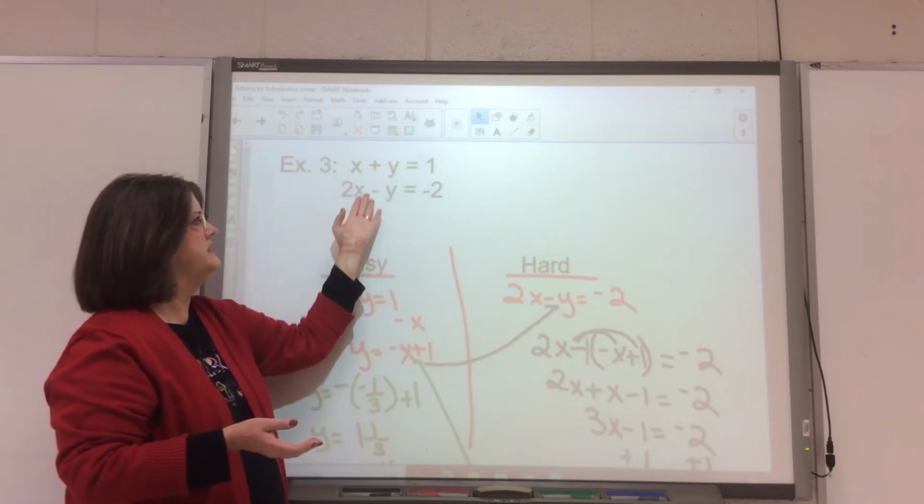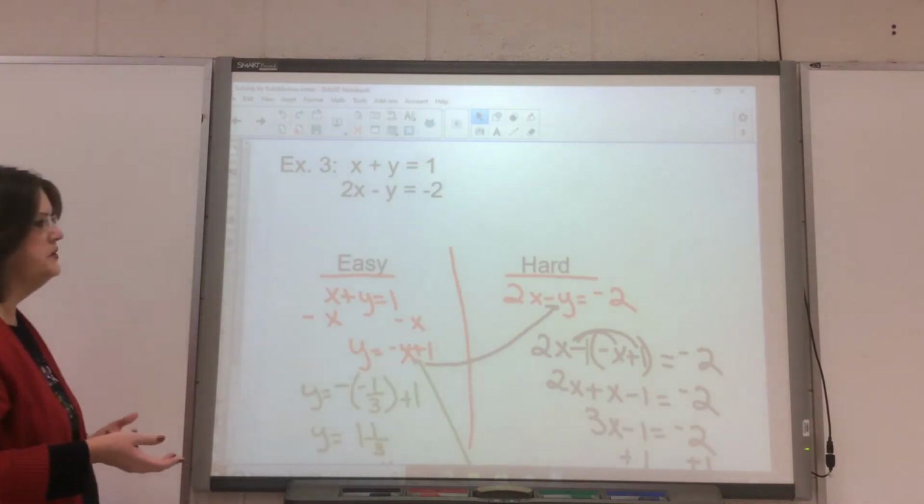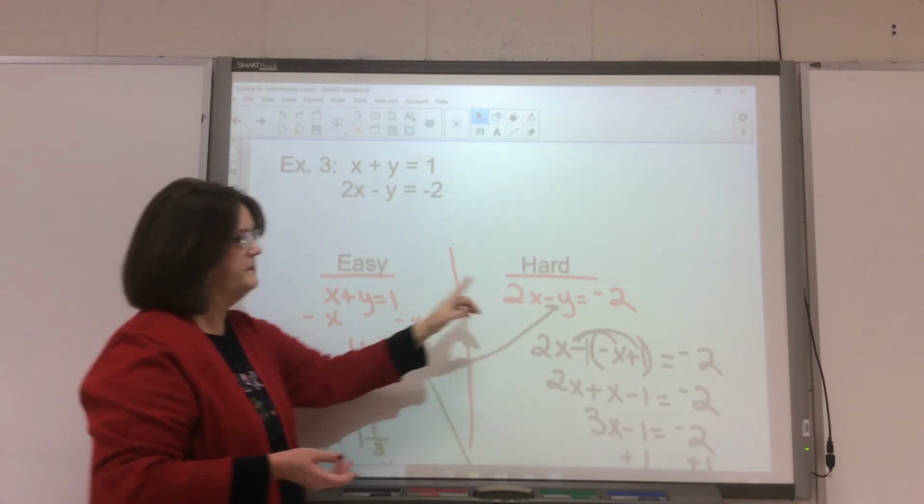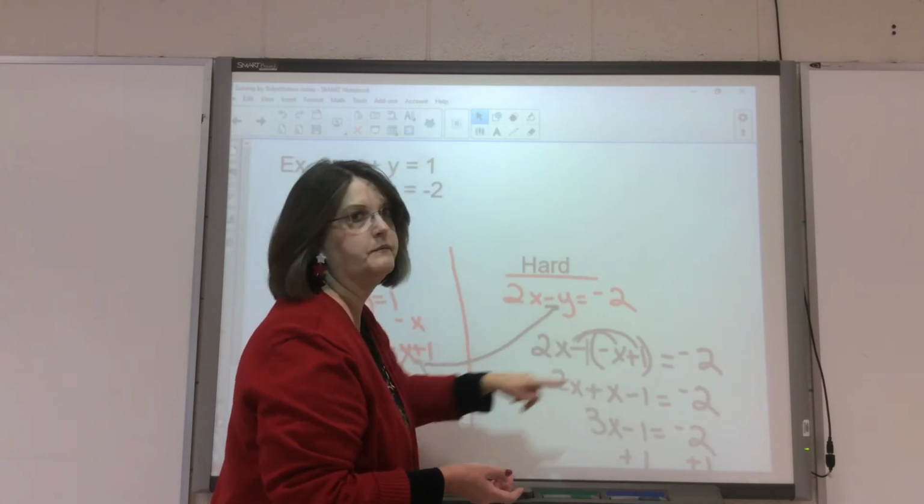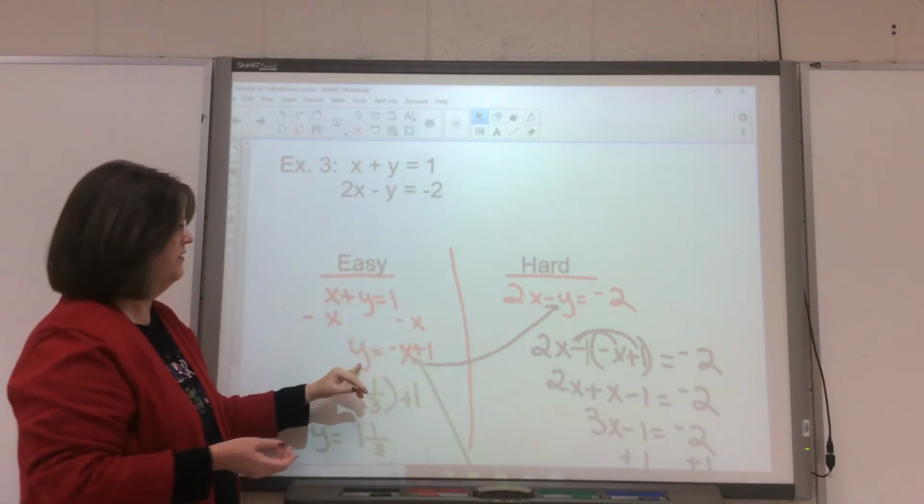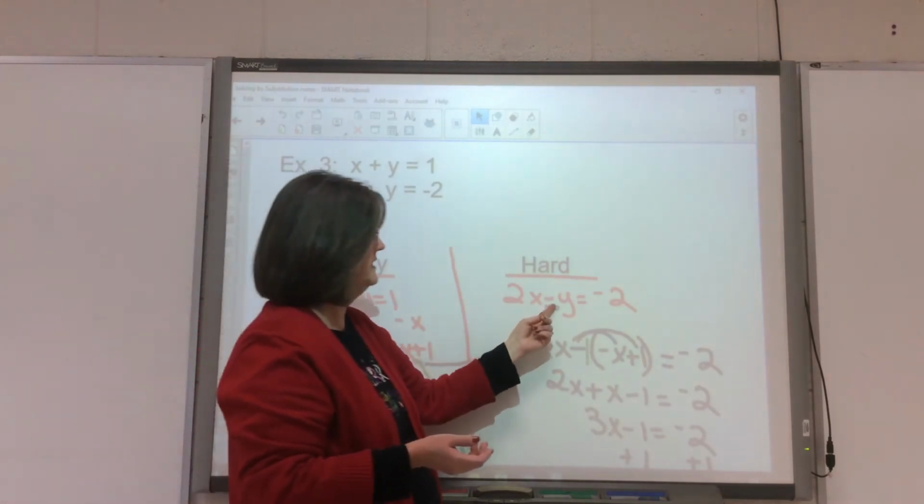Okay. Now, it's beginning to see which one's the easier equation. Now, x plus y is easier than 2x minus y, so we substitute in. Now, this particular time, I purposefully solve for the variable that's behind the negative sign so you can see me handle that. But you subtract the x out, and you have y equals negative x plus 1. We're going to substitute in to this one.